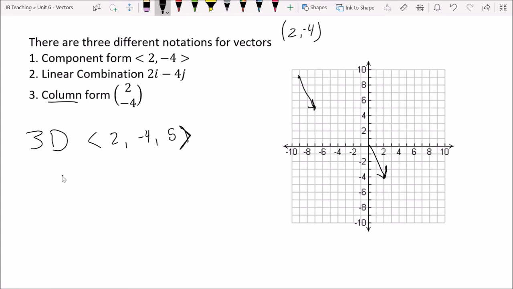The second one, we would do 2i minus 4j plus 5, what do you think the next letter is? H, I, J, K. Yeah, alphabetical order. Okay, that's all it is. And then column form, you just add another component in the column. So 2, negative 4, 5.